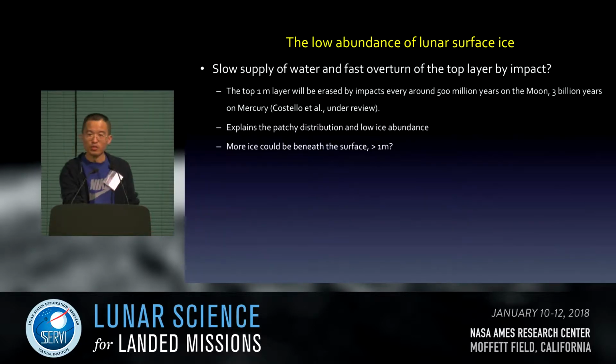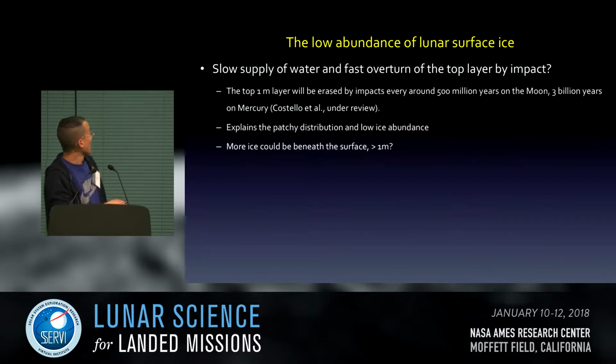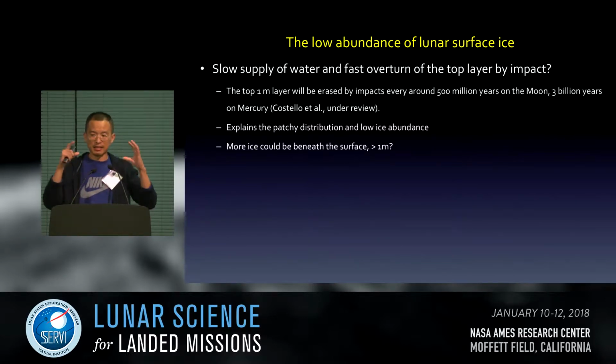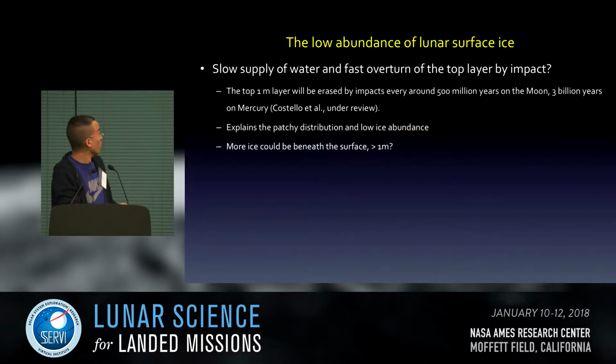Now, we still need to understand why the ice abundance is low and also so patchy. We think this may be related to the slow supply of water ice and also the fast overturn of the top layer by impact. Recent studies, and a lot of previous studies, show that ice in the top 1 meter sitting on the surface can be wiped out in around 500 million years on the Moon. However, on Mercury, it can be 3 billion years. So the impact overturn process on the Moon is way faster.